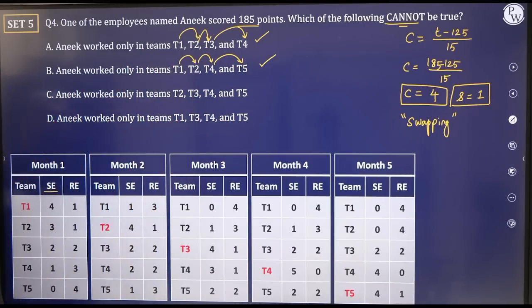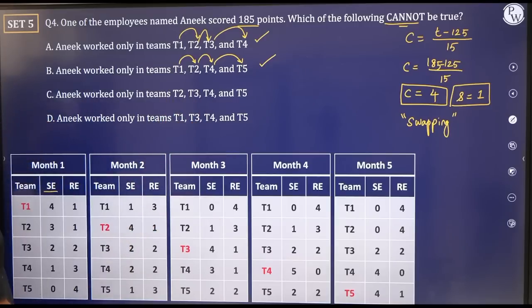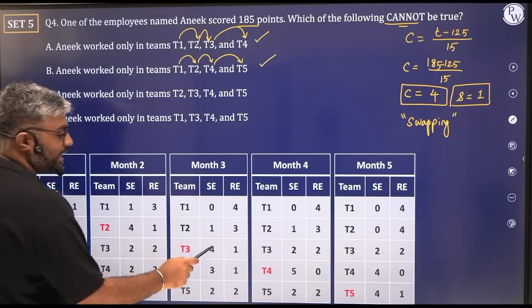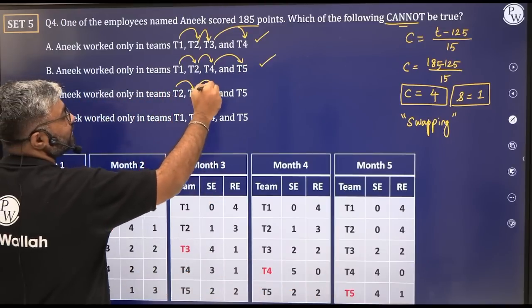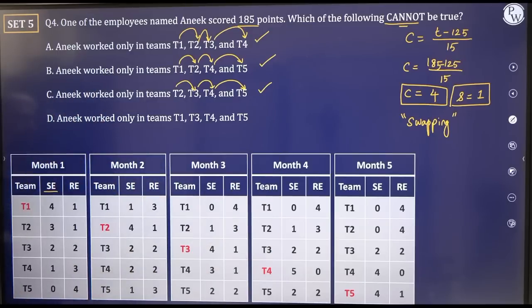Okay? Let's look at T3. He's worked in T2, T3, T4 and T5. So again, he could have been one of these employees. Out of these 4 employees, he could have been one of those. जो यहाँ से यहाँ गया, यहाँ से यहाँ गया, यहाँ से यहाँ गया. It is possible. Yes. In fact, in the same order, it is possible. Correct. Let's look at D.